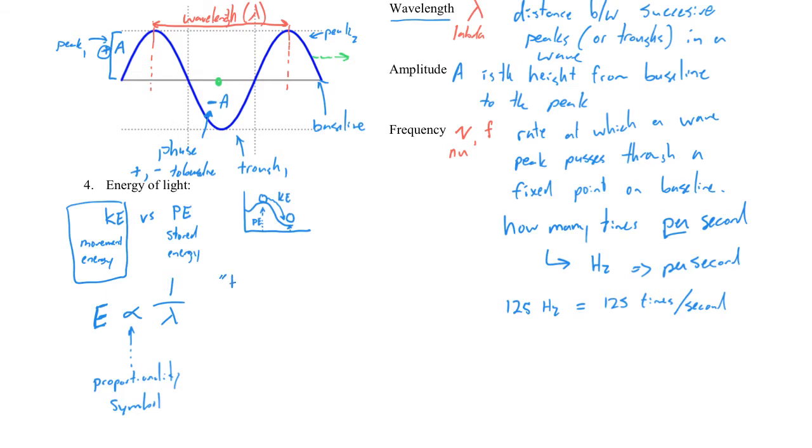Now let's try to understand this proportionality that I've shown here between energy and its wavelength. And I'm going to write it down, sort of translate it into English first. What this is saying is that the energy of light is inversely proportional to its wavelength. Inversely proportional. So what does that mean exactly?